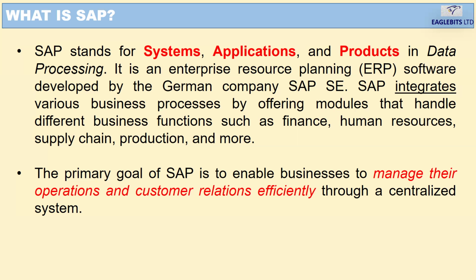And one thing we have to understand is for your processes to run seamlessly using an ERP software, data must be accurate. As long as accurate data is being brought into the system, your business will run seamlessly. So the primary goal of SAP basically is to enable businesses to manage their operations and customer relations efficiently through a centralized system. Of course, not just customers alone, but also suppliers and vendors, and even the human resources as well. So it cuts across virtually all departments. It cuts across virtually all business operations in any organization.